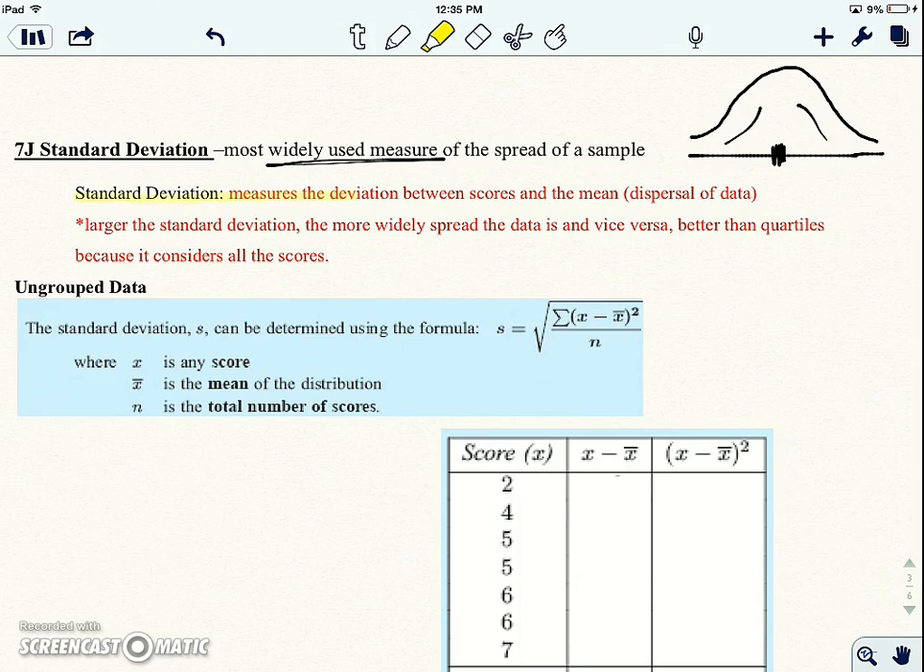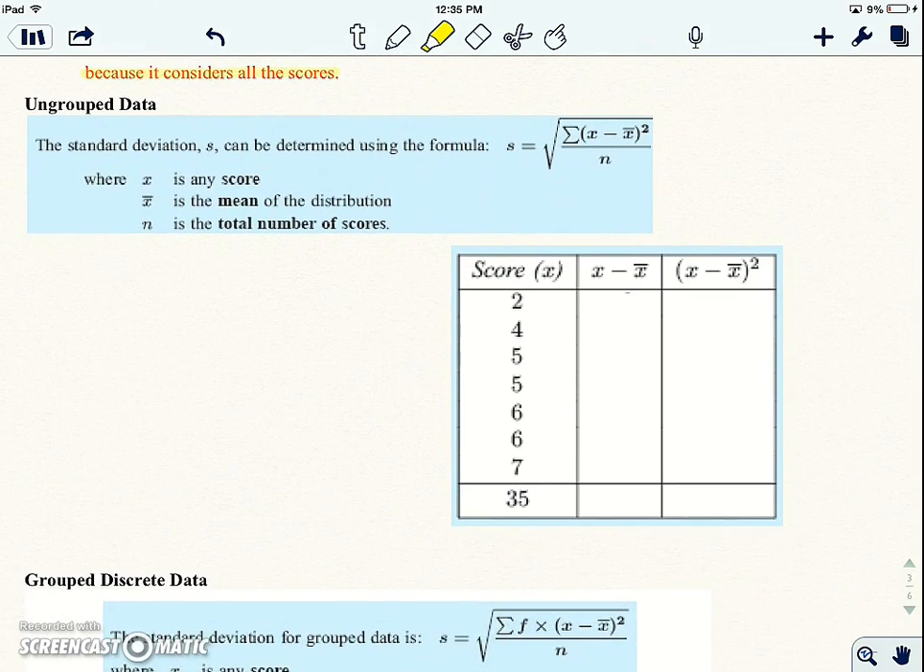Here's the definition. Standard deviation measures the deviation between scores and the mean. The larger the standard deviation, the more widely spread the data is, and vice versa. It's better than quartiles because it considers all the scores, not just 4 of the scores. The most common way to do it is with ungrouped data. Maybe this is somebody's IB score, 1 to 7, and I might want to find the standard deviation.